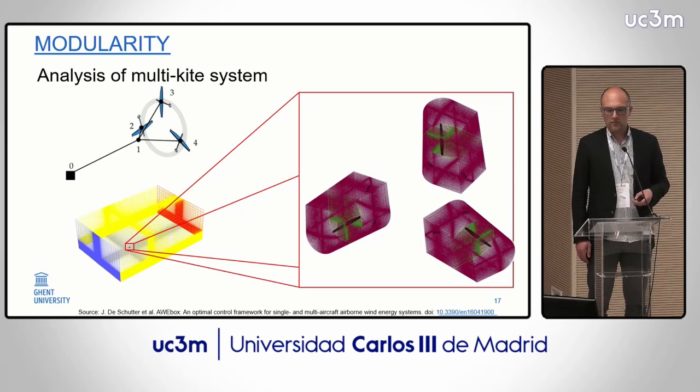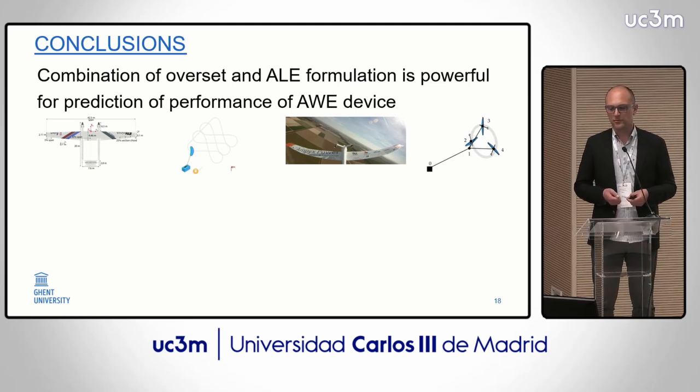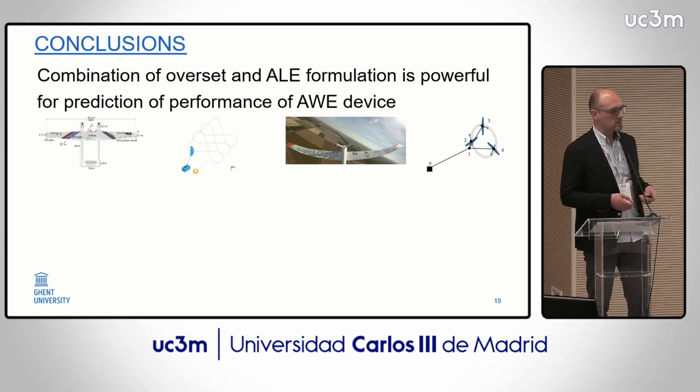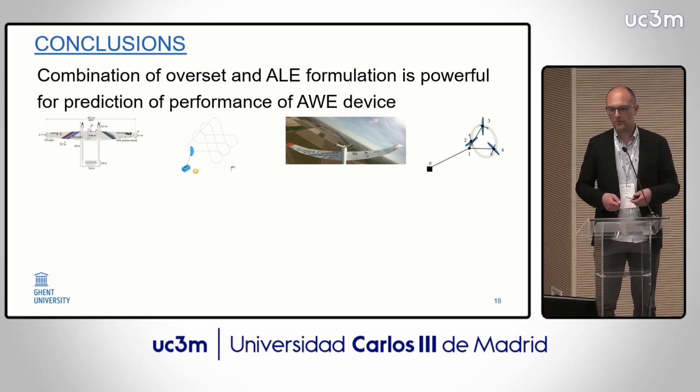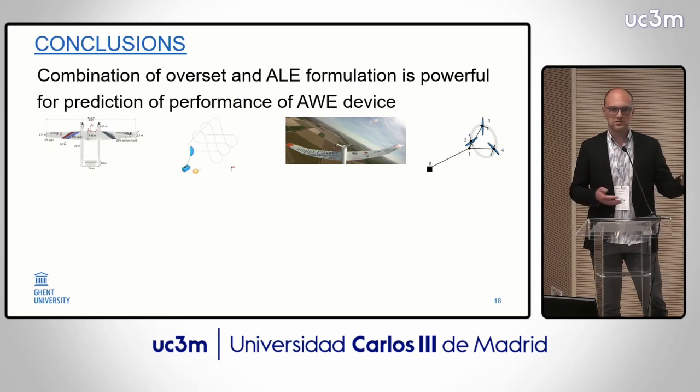So all in all, we come to the conclusion that the combination of an overset and an ALE formulation is a very powerful tool for the prediction of the aerodynamic performance of airborne wind energy devices. If you want to start just from the design, from the drawings, from the plan form and the profiles, if you want to include the controller in the performance evaluation, even the deformation of the wing to make sure that you don't break the wing, and if you want to go towards combinations of multiple devices, multiple combinations with wind turbines or multiple airborne wind energy devices together.